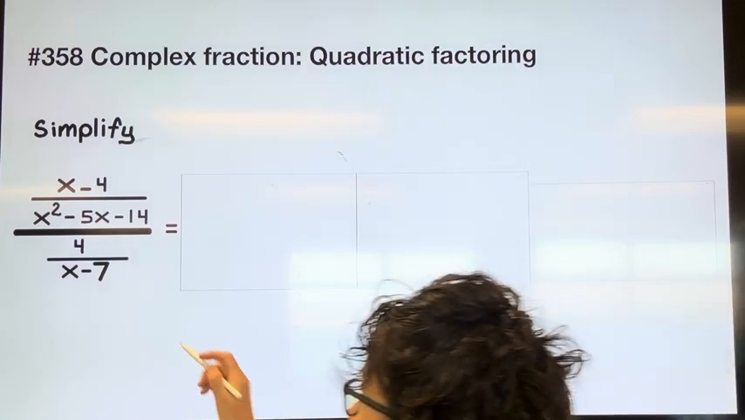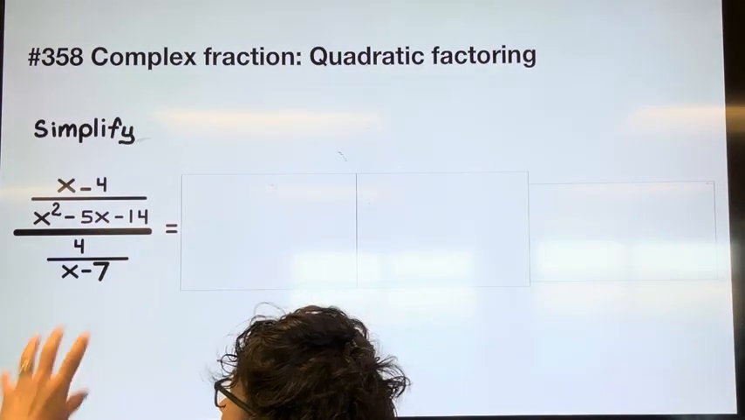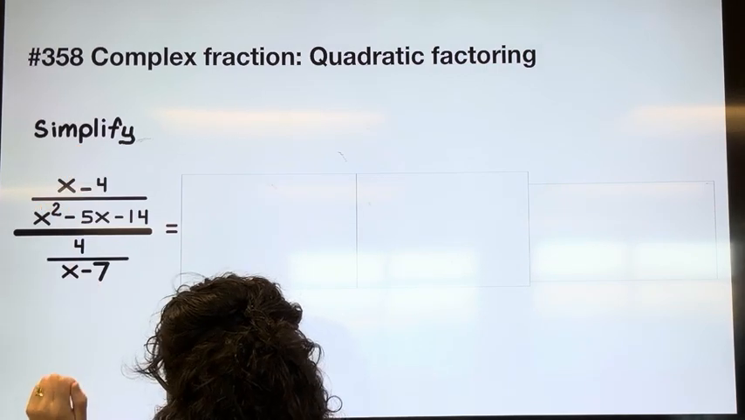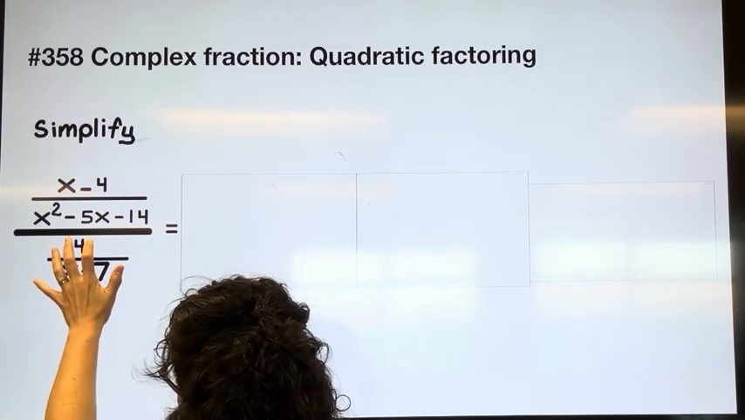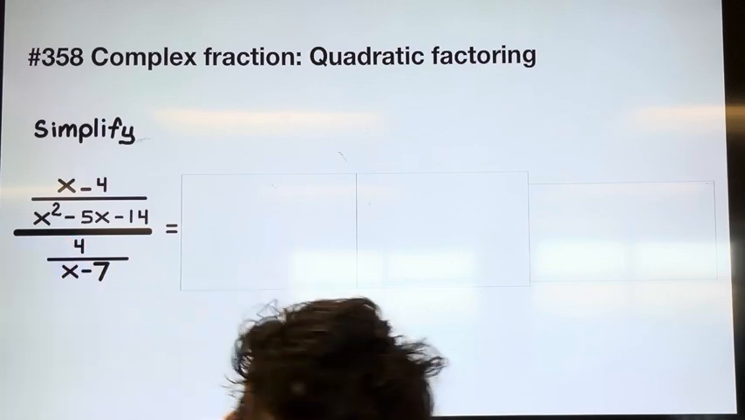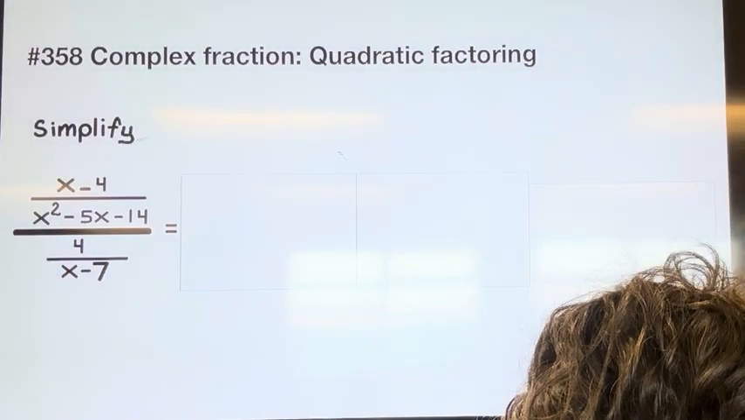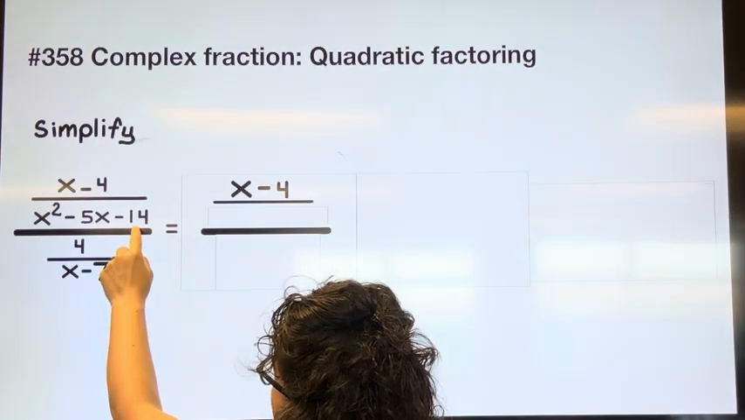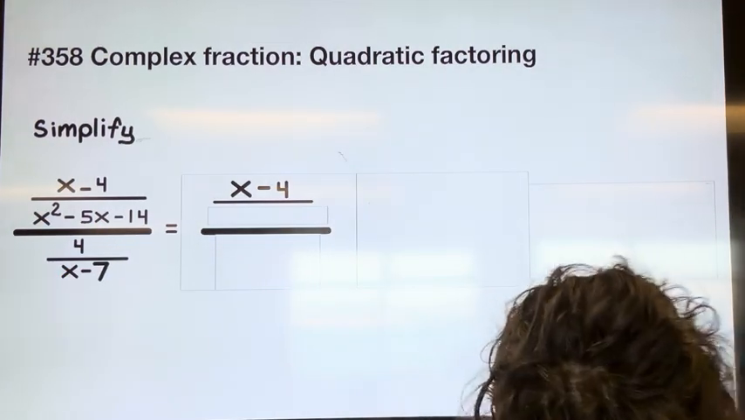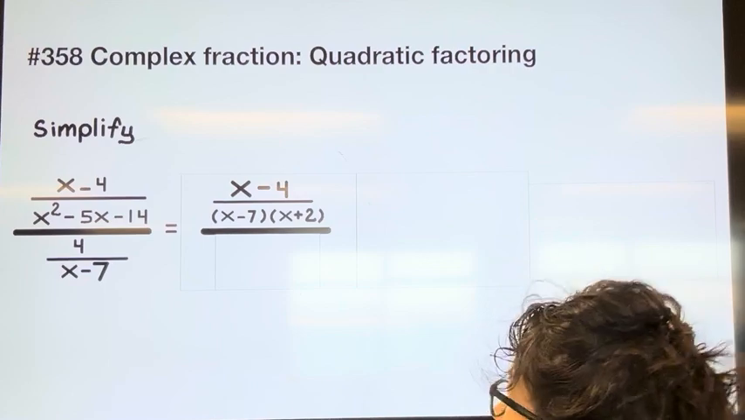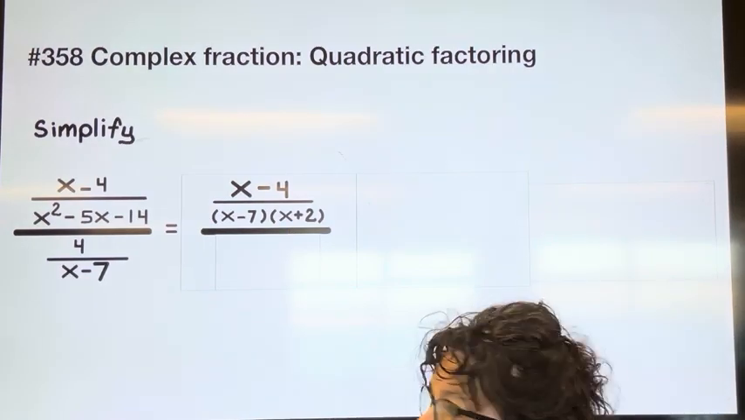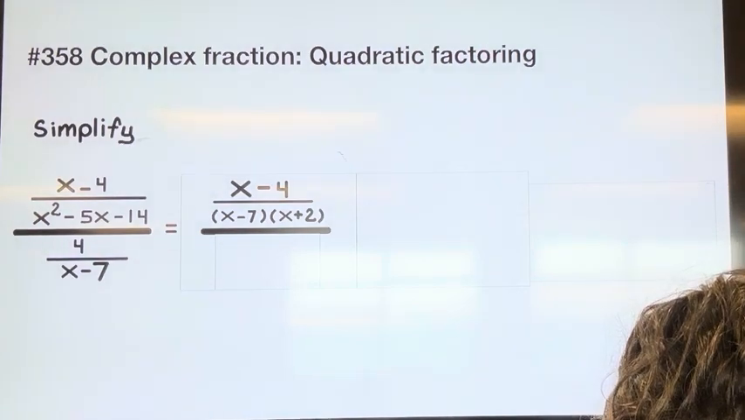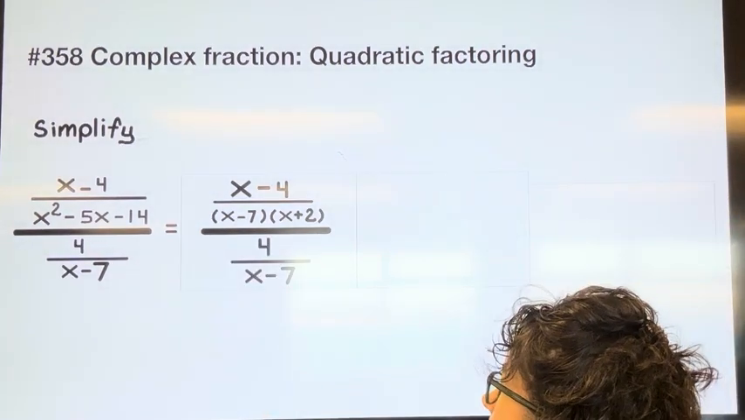Step 1 again is just make sure the denominator of the top fraction is factored and the denominator in the bottom fraction is factored. So for this top one, x squared minus 5x minus 14 is going to be x minus 7 times x plus 2. And then x minus 7 doesn't factor, so it's going to stay the same.